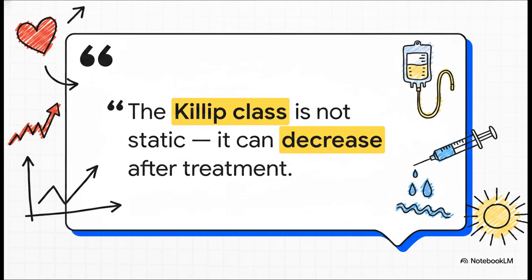But here's a crucial takeaway. The Killip class is not static. An effective physician doesn't just assess the patient once. They use these clinical skills continuously to monitor how the heart responds to treatment over time. A patient might present in Class 3, but with rapid intervention, diuresis, and reperfusion therapy, you can literally watch their classification and their chances of survival improve right before your eyes.